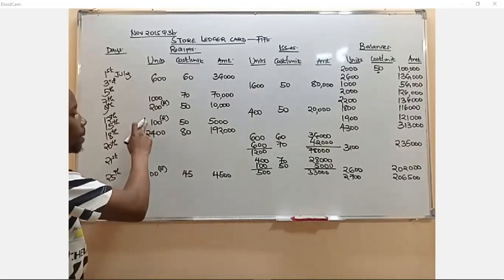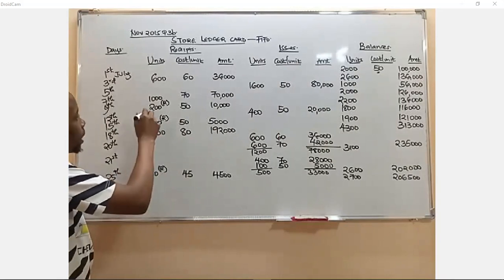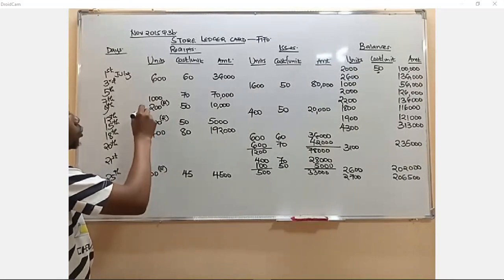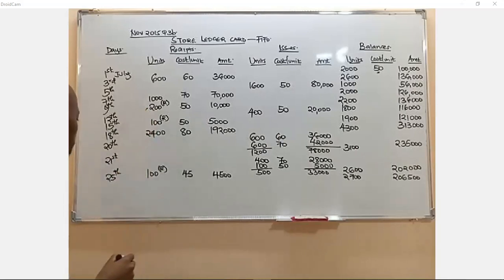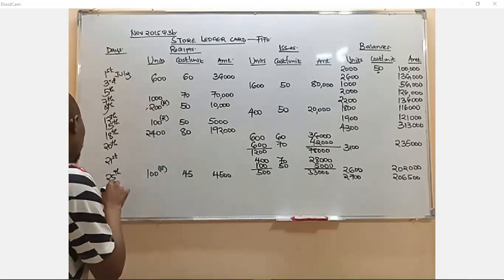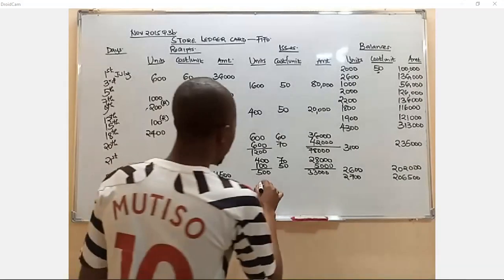Tunaitoa hapa. Remember hapo ulibakisha ngapi? Hapa tuliissue ni hapa. Hapa ndio tumetoa 100, tukabaki na 100. So already on 28 tunaambiwa kuna shortage, tunaitoa hapo. So tunasema ni ya 20.